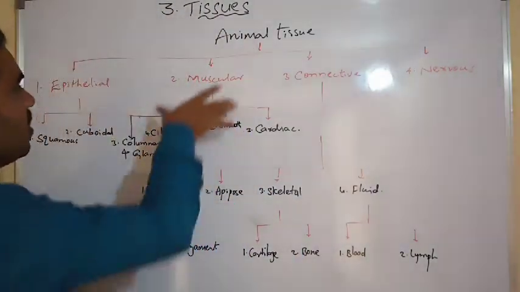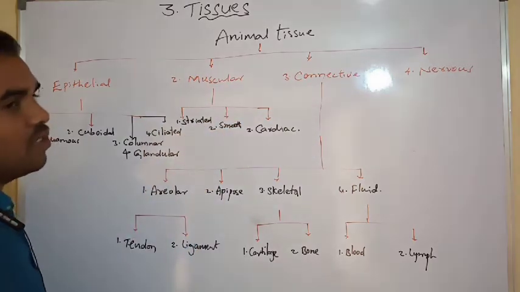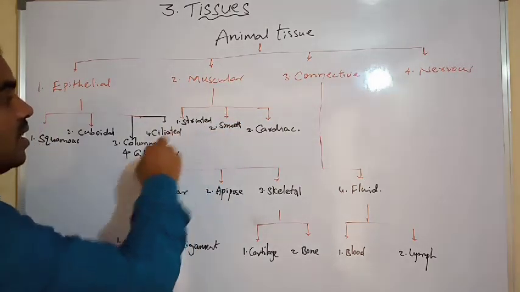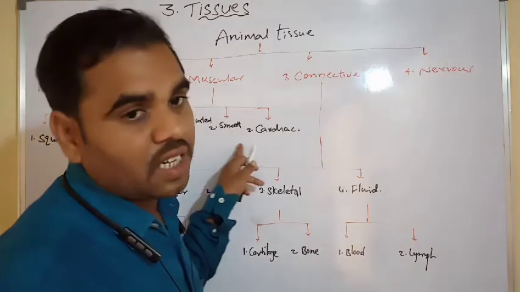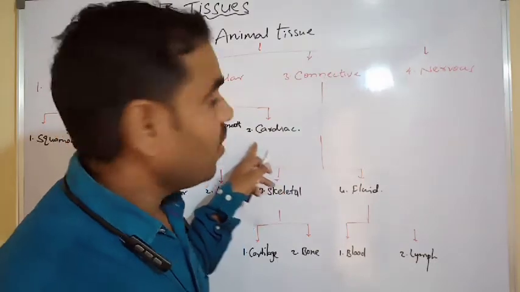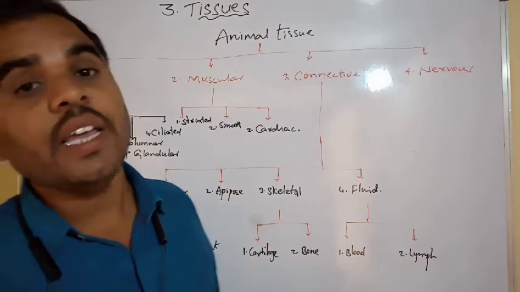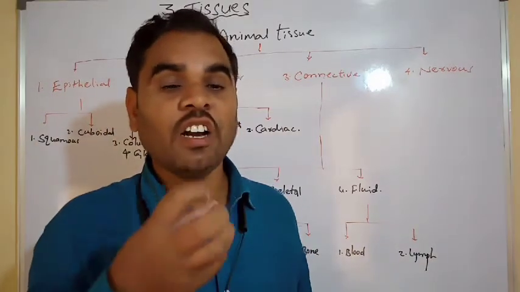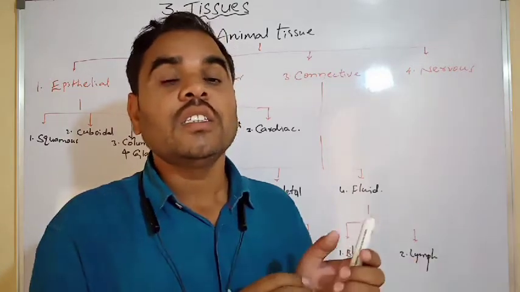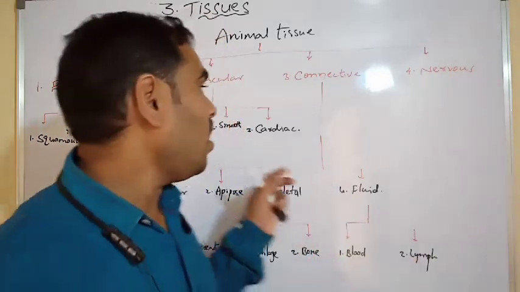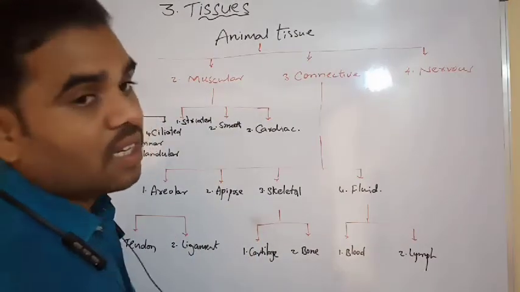Next, muscular tissue, which is divided into three types: striated muscles, smooth muscles, and cardiac muscles. For example, cardiac muscle is in the heart. Cardiac means rhythmic contraction and relaxation. It contracts and relaxes, continuously producing our heartbeat.